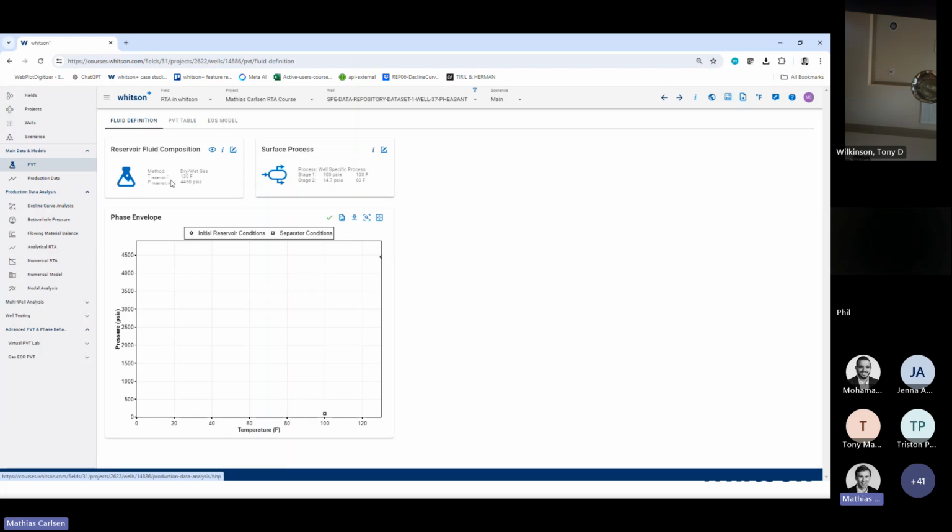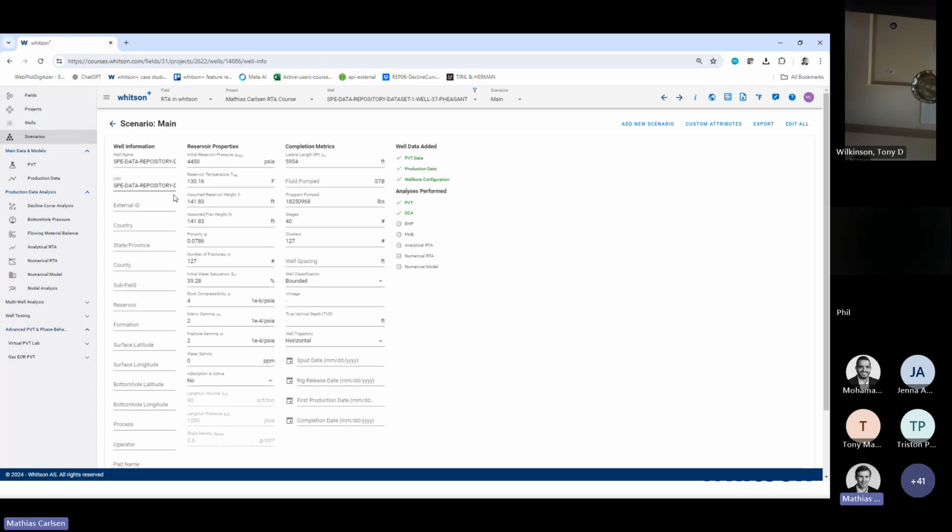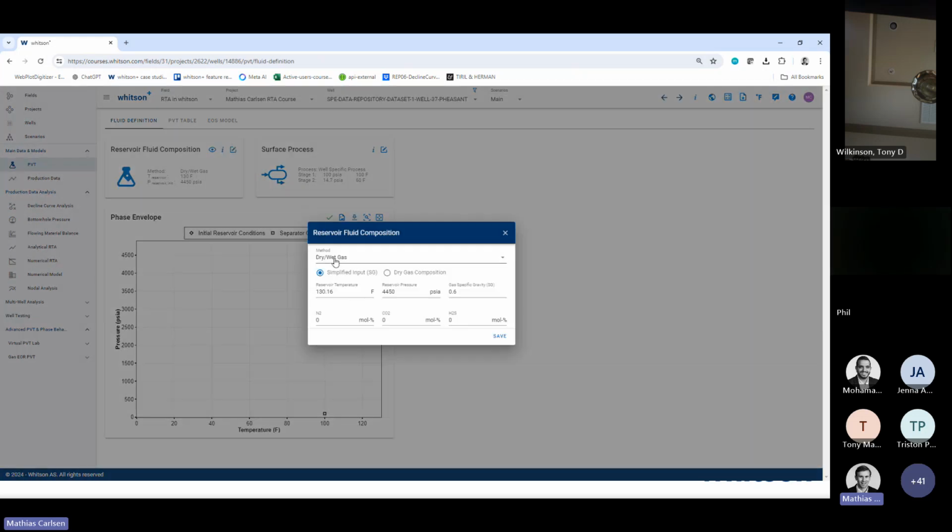But I'm just going to repeat the first two steps first. Go to pheasant, and then go to matrix gamma and fracture gamma, and make these 2. Then in the PVT, we just change the method to dry wet gas, and then we make this 0.6.